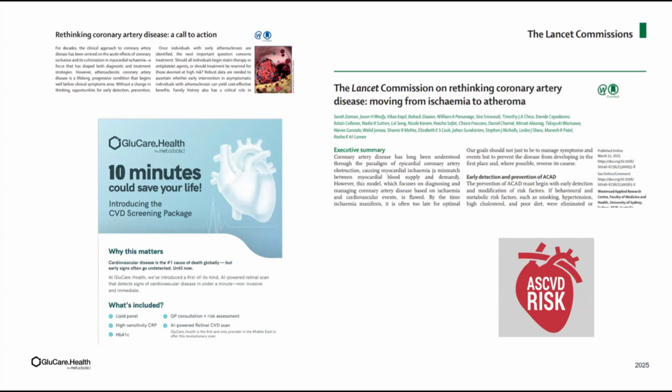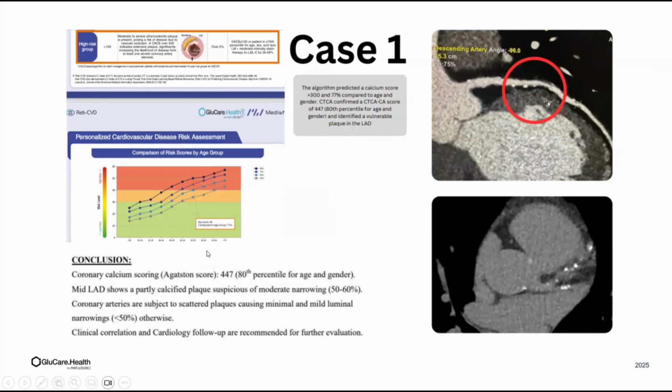So this comprehensive screen includes lipid panels, high-sensitivity CRP, HbA1c, consultation with our GPs and risk stratification, and of course, retina CVD. This is a big step for us towards accessible, affordable, and proactive cardiovascular prevention, powered by data, personalized for each patient. So finally, let's go over a few case examples and how we have integrated these.